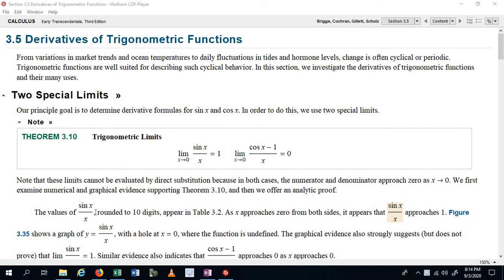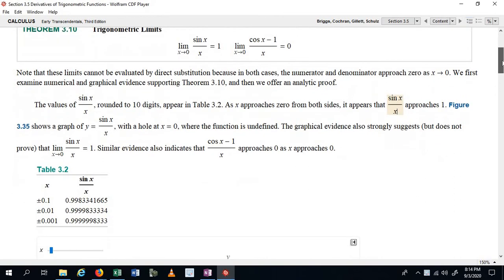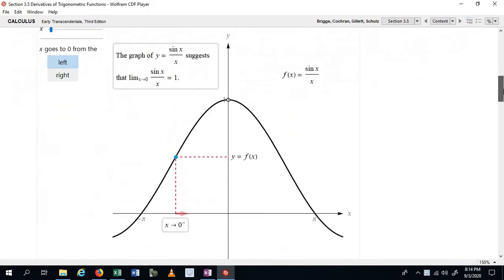In order to find the derivative of sine and cosine, we're going to need to appeal to theorem 3.10, which tells us that the limit of sine of x over x as x approaches 0 is equal to 1. And I just want to show you that this is true graphically.